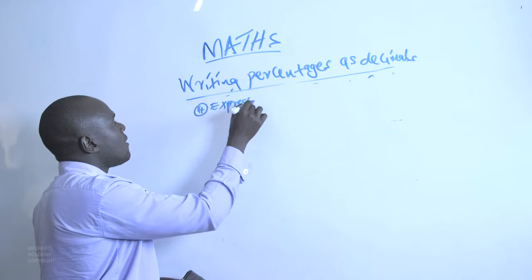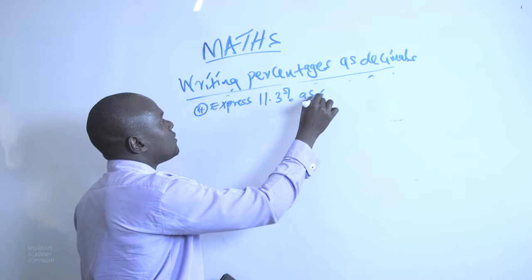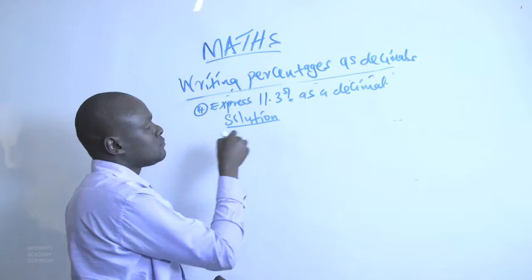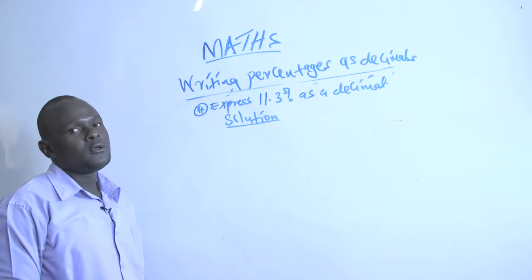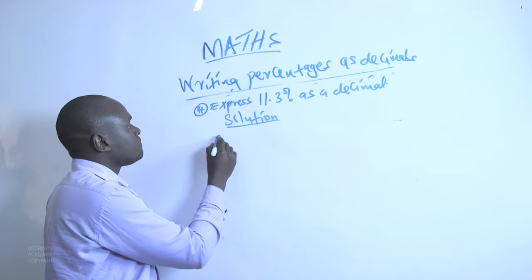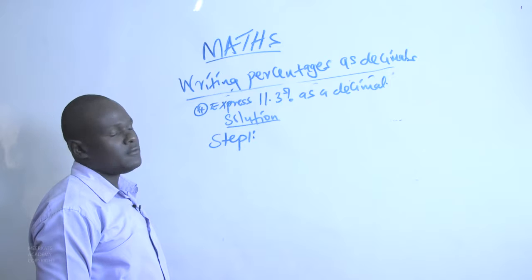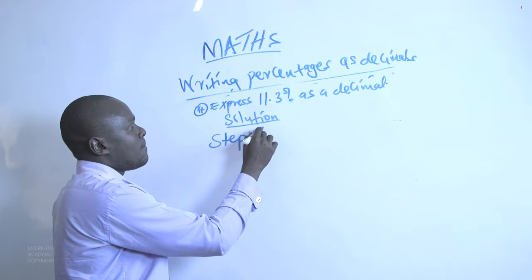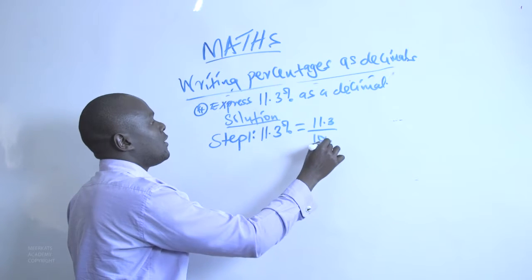We express 11.3% as a decimal. The same steps that we have used to solve the first 3 examples will also apply in this. This is a very simple operation. And our first step is to express the given percentage, which is 11.3%, as a fraction, which will be equal to 11.3 out of 100.